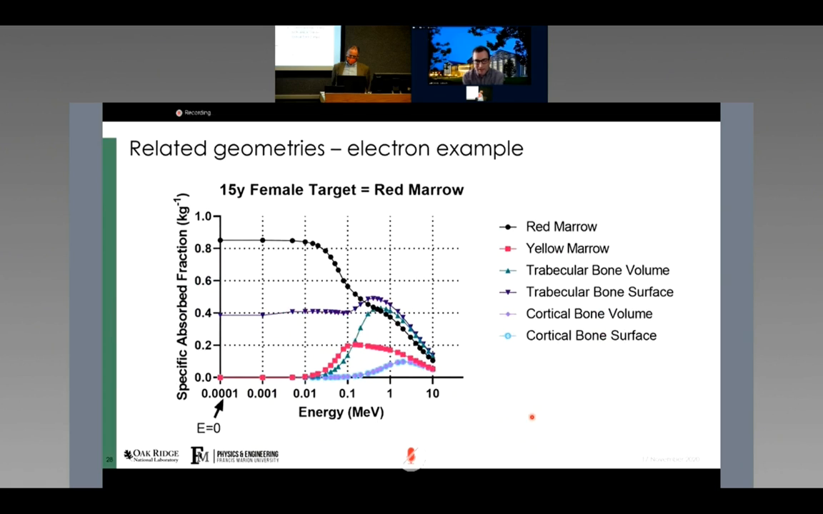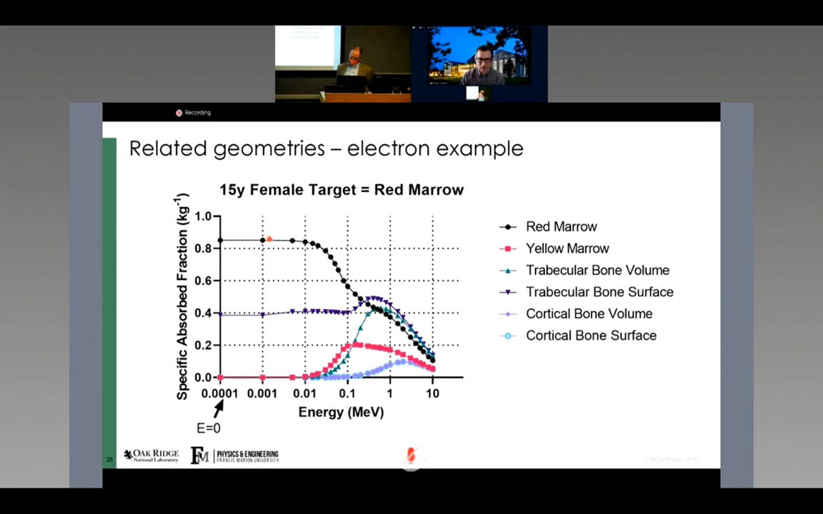And then here's an example in the skeleton, electrons in the skeleton. What I've plotted here is, in the 15-year-old female, a common target. So all of these curves are the SAF to the red marrow target for a variety of source regions inside the skeleton. And so we can look for a lot of relationships here. I could spend 15 minutes on the slide and really derail this talk. I won't do that. I'll give you one example. This is red marrow irradiating itself. So we like that it shows up here.